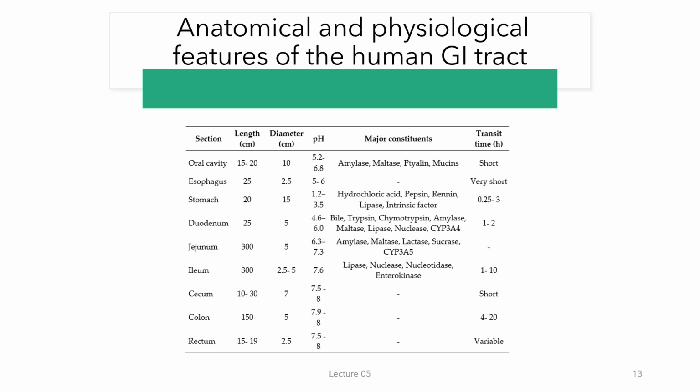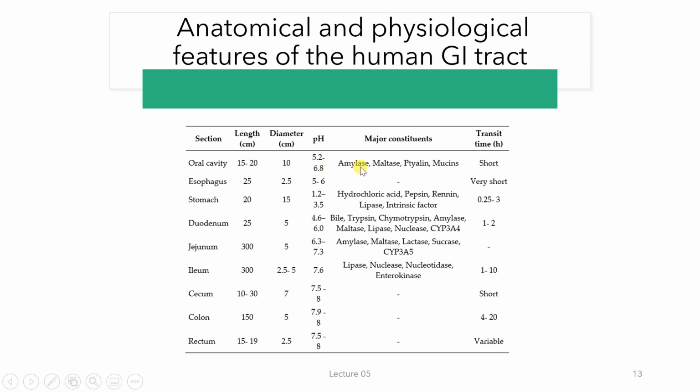So here in this table you can see that different sections of the GI tract are presented with their lengths and diameters, and the specific pH, major constituents and transit times. Let's start with the oral cavity. The oral cavity has a length of 15 to 20 centimeters with a diameter of 10 centimeters. The pH in the oral cavity is about 5.2 to 6.8.